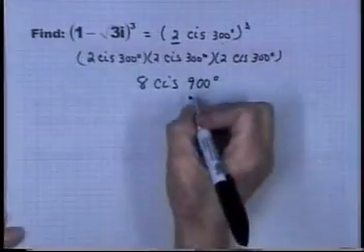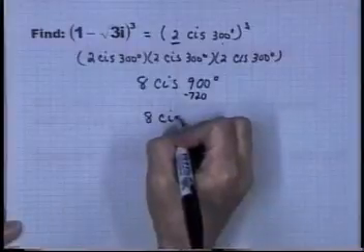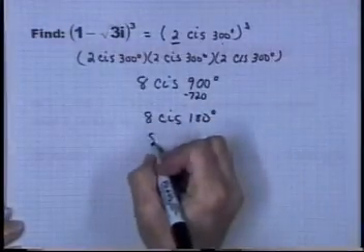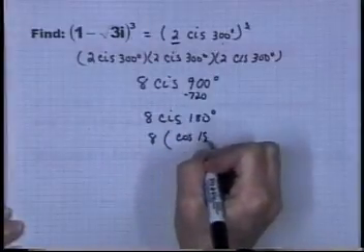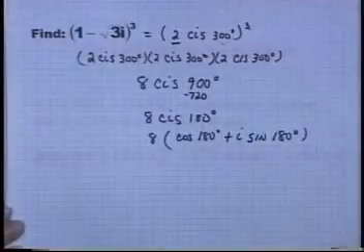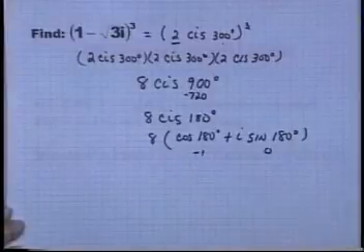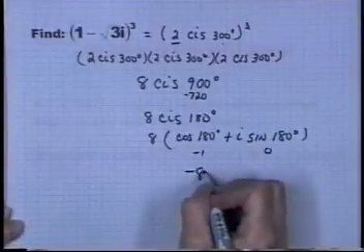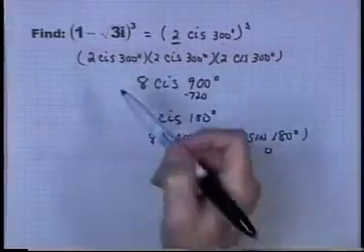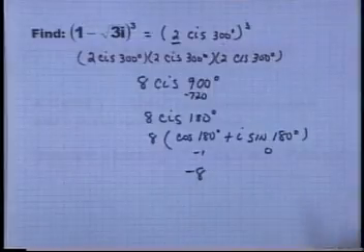So if we subtract 720 degrees, which is 2 revolutions, we have 8 cosine plus I sine 180 degrees. In other words, 8 times the cosine of 180 plus I times the sine of 180. We know that the sine of 180 is 0. The cosine of 180 is -1. So 8 times -1 is -8 plus the 0I. So if we cube 1 minus the square root of 3 times I, we get -8.